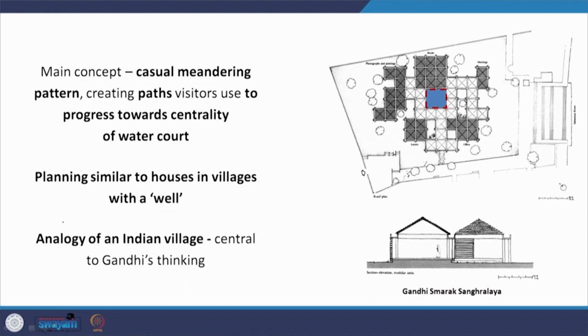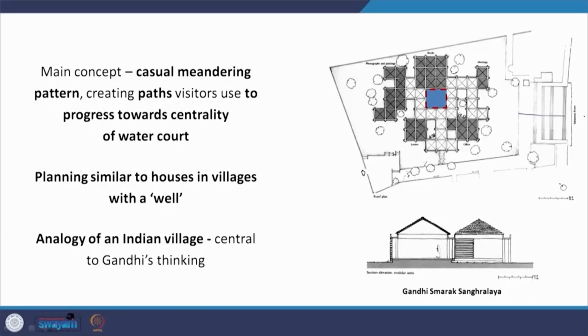So the main concept is the village concept, which is something very close to Gandhi's thinking. He said that India lives in its villages, so it is a casual meandering pattern as you climb these steps towards the Sabarmati river, and you have a cluster of built forms, creating paths through which visitors progress towards the central area where there is a water court. So this is very similar to a village where the focal point is the well of the village.